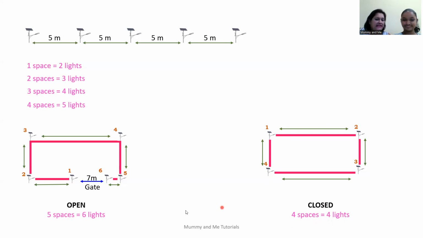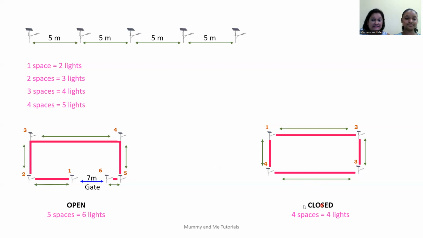All right. And in an open space, the number of lights is 1 more than the number of spaces, or the number of spaces is 1 less than the number of lights. Okay, so for example, in an open property, if I have 2 spaces, how many lights do we have? 1 more, which is 3 lights. If I have 4 spaces, 1 more, which is 5 lights. If I have 20 spaces, 1 more, which is 21 lights. If I have 100 spaces, a big number, 1 more, which is 101 lights. So this is a little rule we can learn.